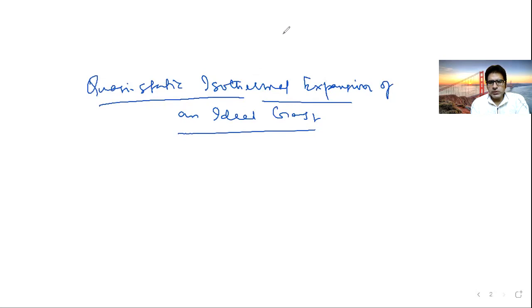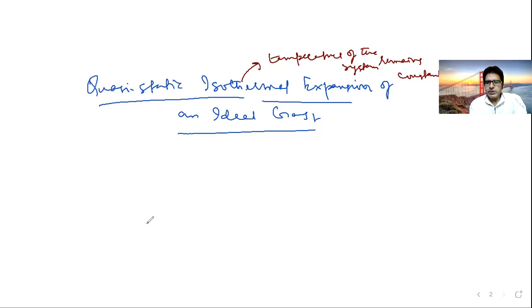First, what is an isothermal process? An isothermal process is that process during which the temperature of the system remains constant, right? The process during which the temperature of the system stays constant is called an isothermal process. Now for such a process, we want to find the expression for work done by an ideal gas.